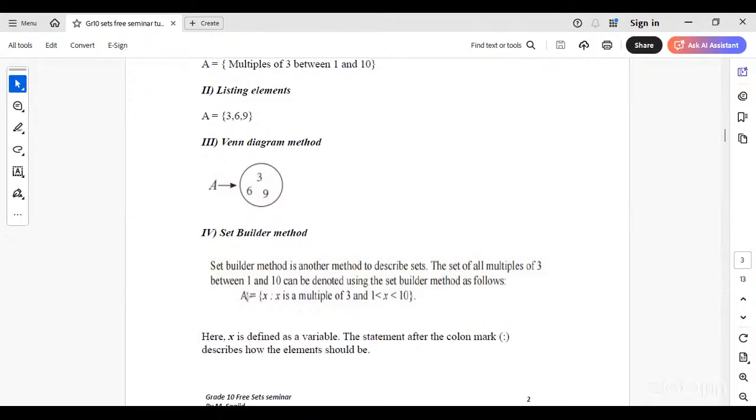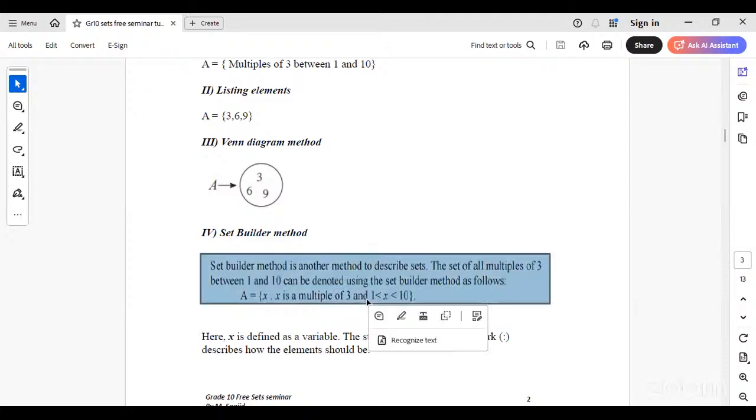First of all, we write A equals, then we define a variable. So what is the variable here? x is the variable. x is defined as a variable, which means it changes from time to time. Then x such that x is a multiple of 3 and x is greater than 1 and less than 10. This is the way you write in set builder method, right?